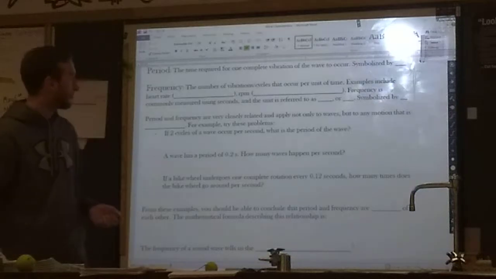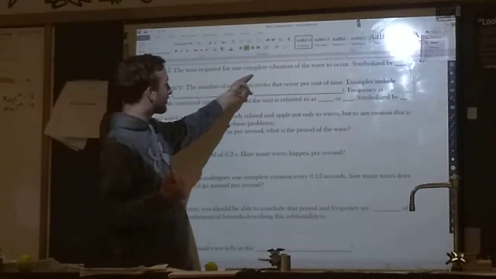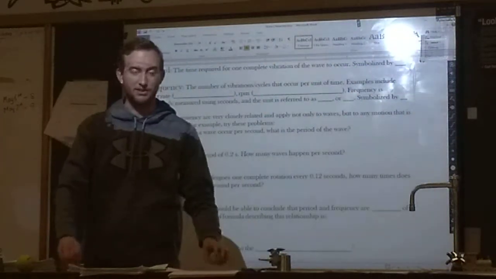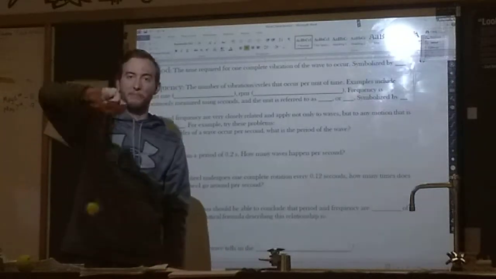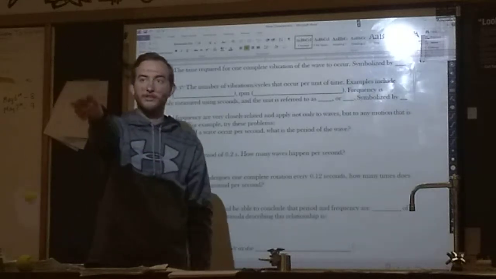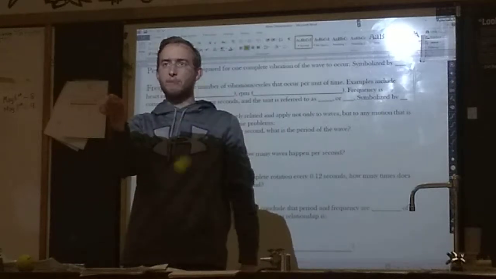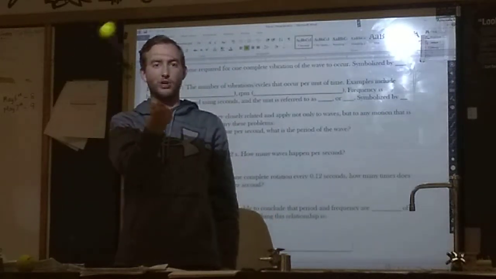Period is simply the time required for something to happen one time. When we're talking about waves, it's one complete vibration of the wave, but it really could be anything cyclical, anything that goes in cycles. For example, I've got a ball swinging on a string. Let's say it starts right when it gets to the top. Every time it gets back to the top, that is one period. If I do it at a constant rate, we could measure the period.